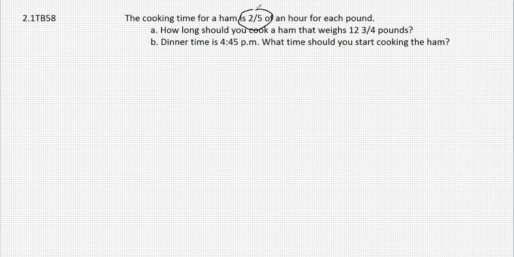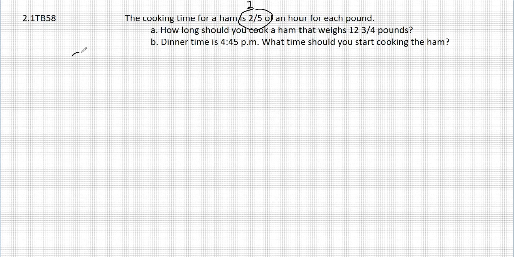Alright, this is a difficult problem. There's a lot going on here. One thing we got to figure out is what operation do we use to figure out how long to cook this ham. Now if the numbers were easier, if we said that, for example, the cooking time was 2 hours for each pound, we know we would just multiply 2 times 12 to get 24 and change hours to cook. But since it's a fraction, it seems harder than it is, but it's not.